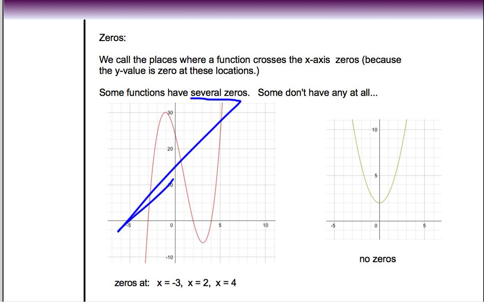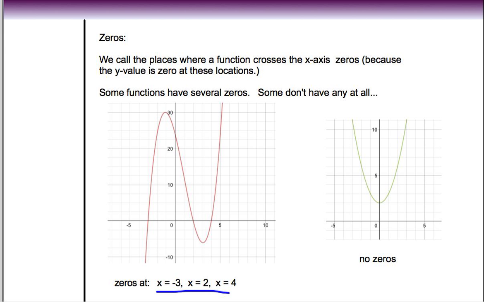Here's an example of a cubic, and you can see it's crossing the x-axis here at -3, here at +2, and here at +4. So my zeros are x equals -3, x equals 2, and x equals 4.